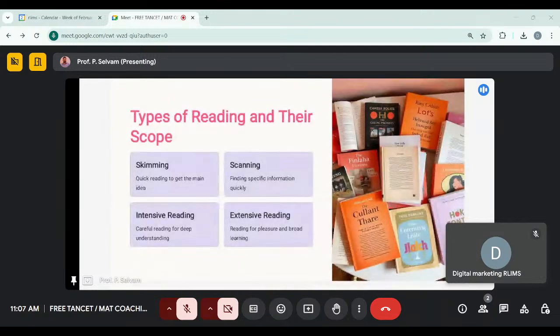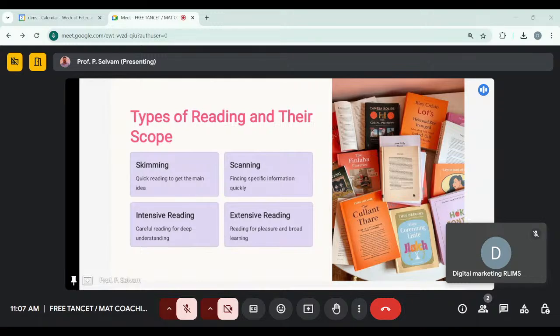You all must have heard of these terms before: skimming, scanning, intensive reading, and extensive reading. Based on these types of reading and on the question that would be given to you, you need to be in a position to decide which type of reading you need to adopt. Look at the first one, that is called skimming.